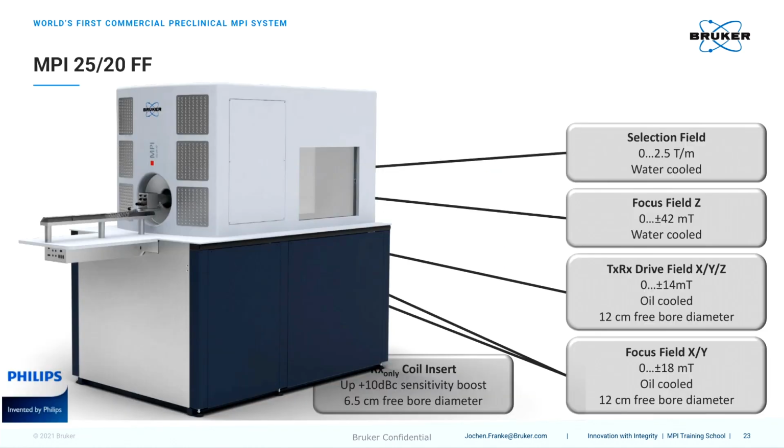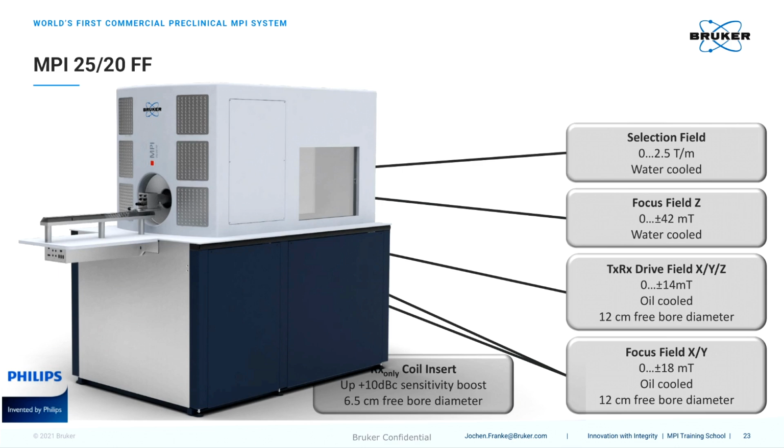So this is the product which you will see today here at CAPI. This was one of the first, or it is the very first commercialized MPI system, here in Prague. I think it was the third installation, if I'm right. Made by Bruker. And now I would like to give you some details about the structure inside.